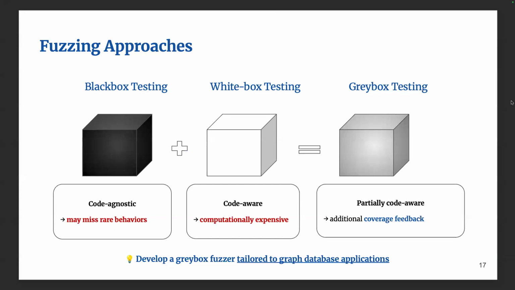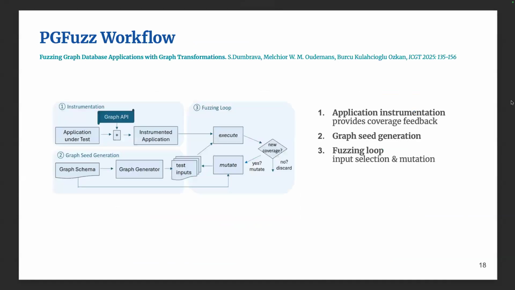This, in general, is known as fuzzing, and they are typically black box testing approaches that are code agnostic, but that might miss rare behaviors. There are white box testing approaches that have access to the entire code, but they are very computationally expensive. What we're going to do is design a gray box testing approach where we're going to be guided by this additional coverage feedback that I have mentioned. With this in mind, the specific purpose is to design a gray box fuzzer for graph database applications that support graph constraints. We have this tool called PGFuzz.